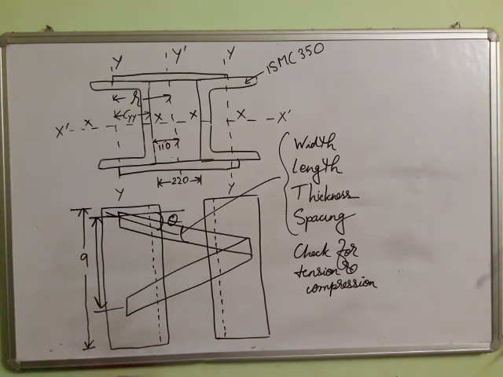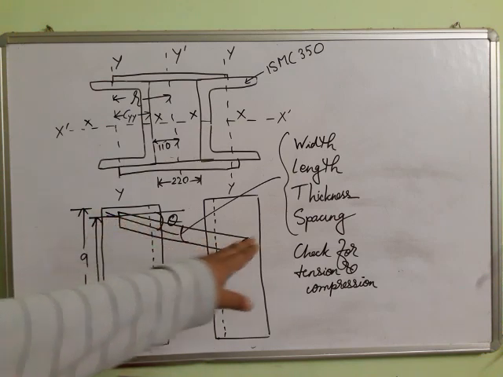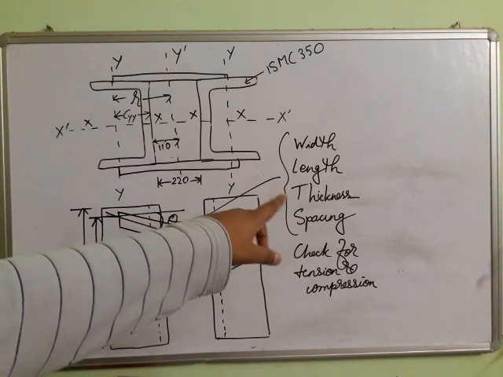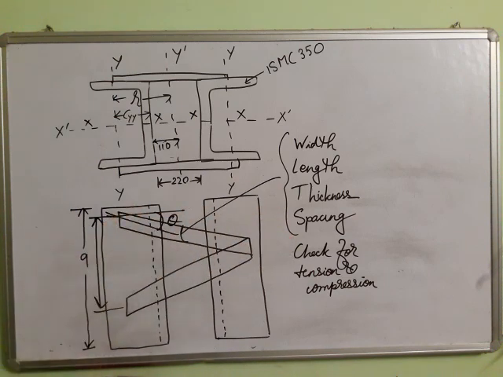We'll be checking the lacing for tension and compression, and ultimately in that manner we will be reaching the end of the problem. Okay, so till now what we have done, we have decided the sections, channel sections, and we have seen that they can obviously take the compression, but we cannot let them work independently. We have to tie them together so that they can work as one. So we need lacings. For lacings we have to decide the width, length, thickness, spacing, and also we have to check the lacing for tension and compression. In the next class we will be able to do it completely.